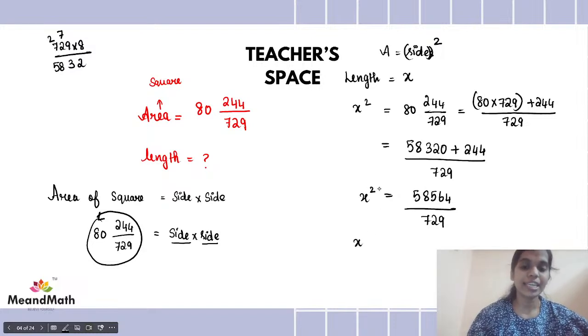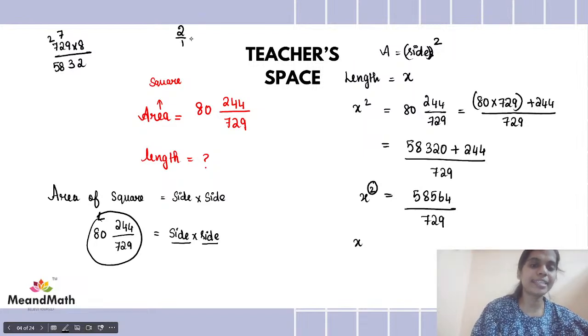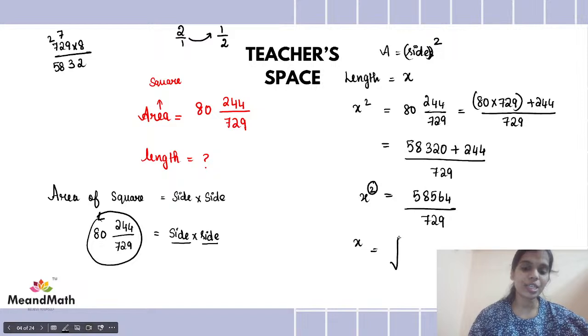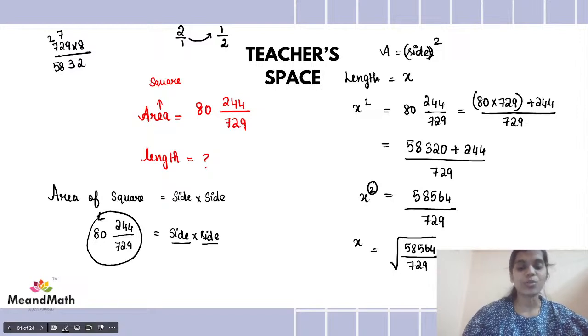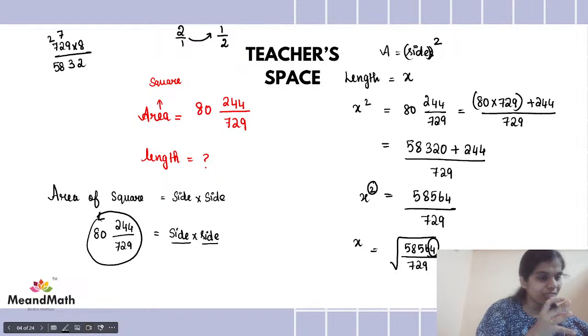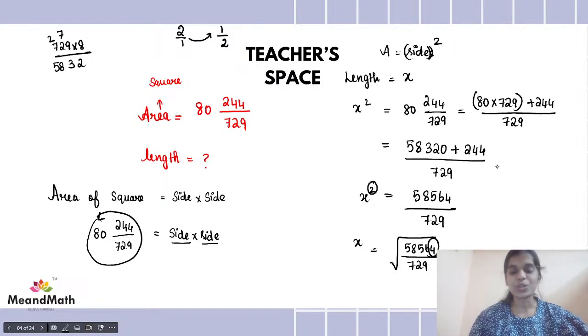I want only x. When I'm taking a power square to the opposite side, it turns to its reciprocal as 1 by 2. Which means x equals square root of 58564 times 729. Now, if we find the square root of 58564, it ends with 4. So obviously, the square root of the number starts with 2, isn't it?